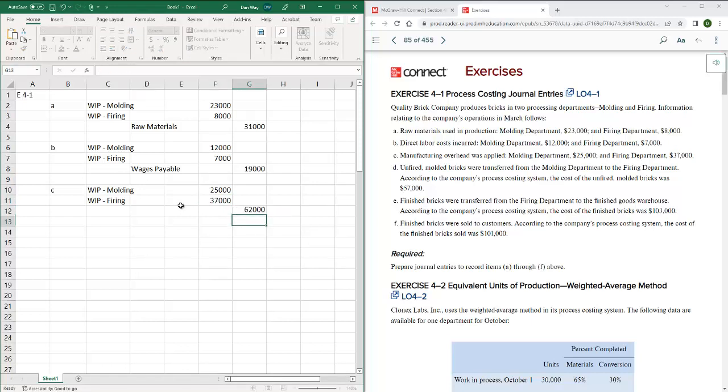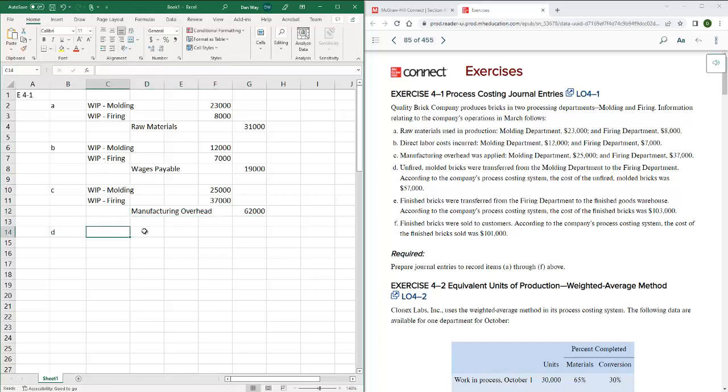We need our matching credit. And this was applied overhead, so we want to credit that manufacturing overhead account. Okay, remember, credits to overhead are applied overhead. Debits to overhead would be to recognize actual or incurred overhead.